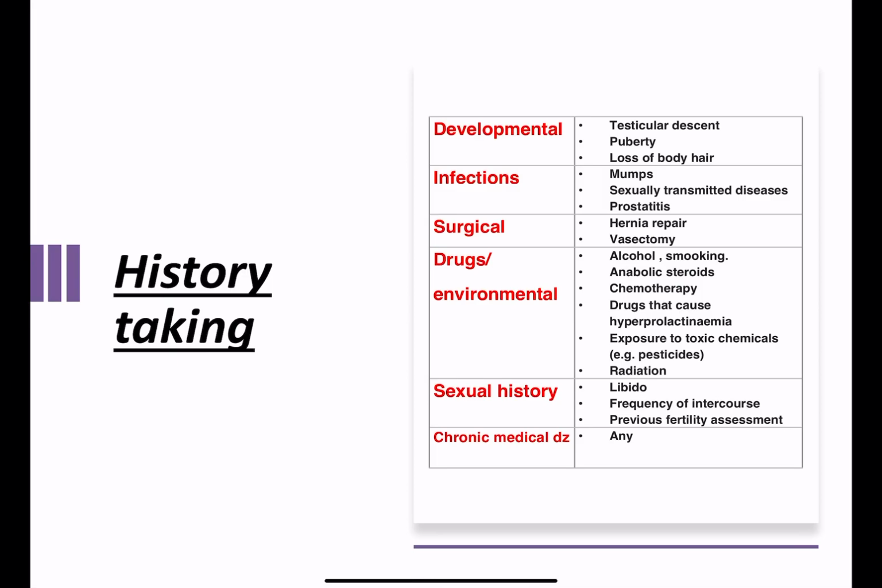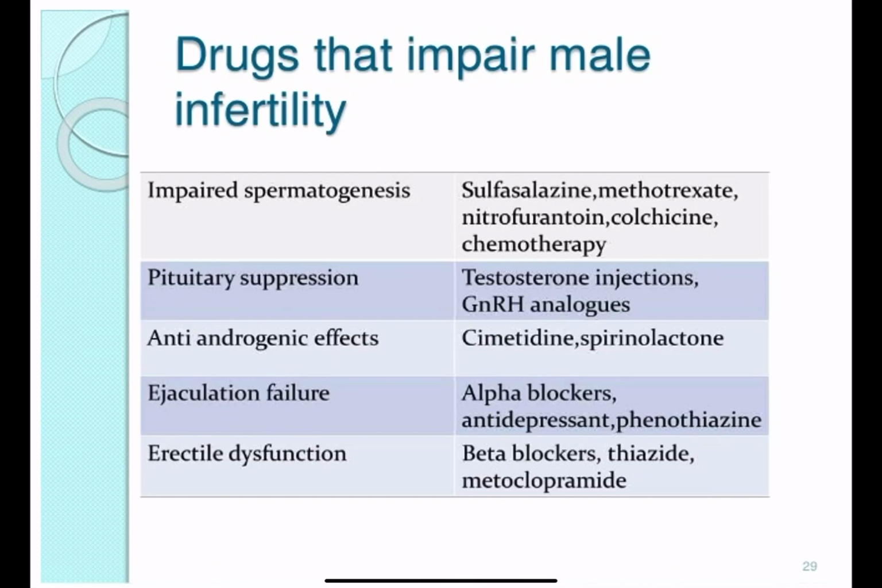Drug and environmental history, and the important drugs we should ask about include the following: sulfasalazine, methotrexate, colchicine therapy. All these lead to impaired spermatogenesis. Also, we should ask about a history of testosterone injection in athletic patients, because this will lead to pituitary suppression.